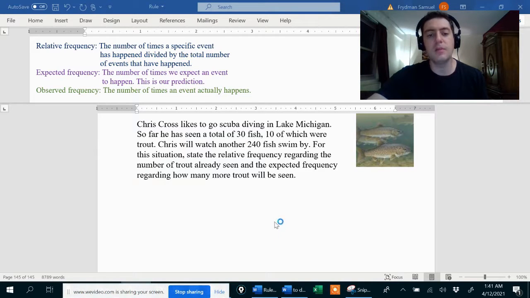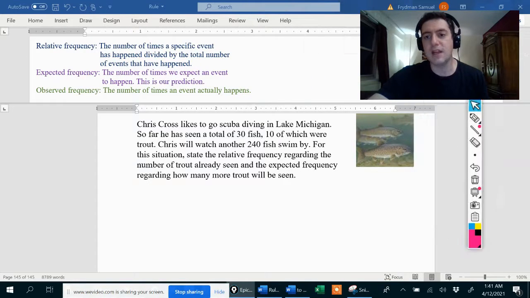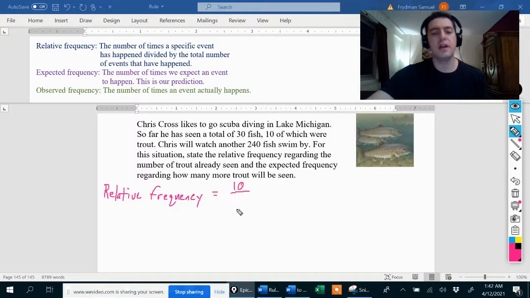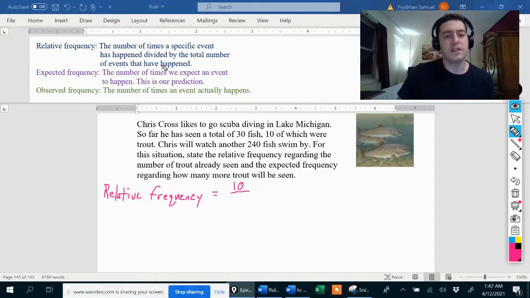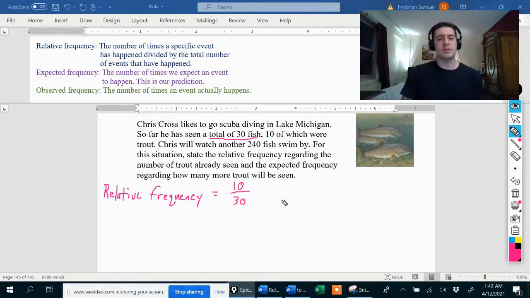And it tells us in the problem that he already saw a trout 10 times. So let's write 10 over here. All right, relative frequency equals 10 divided by, so 10 over the total number of events that have happened, which in this context means the total number of fish that Chris has seen. And the problem told us that he saw a total of 30 fish. So it makes it easy for us. The total is right there, total of 30 fish. So we will put 30 in the denominator. And that is the relative frequency.